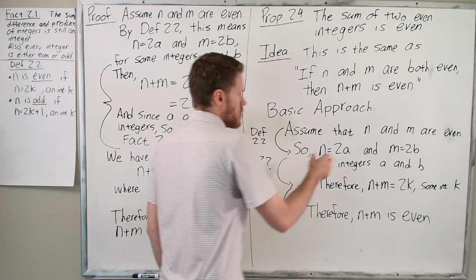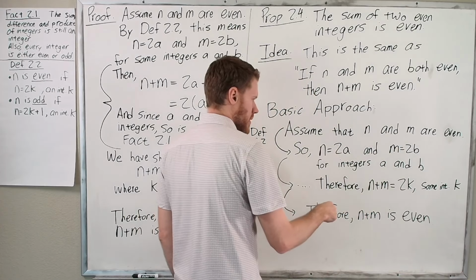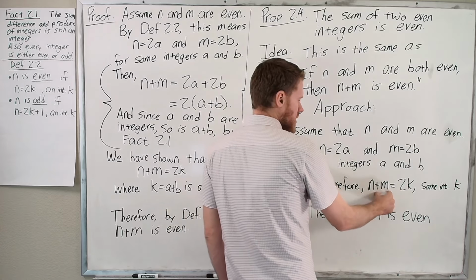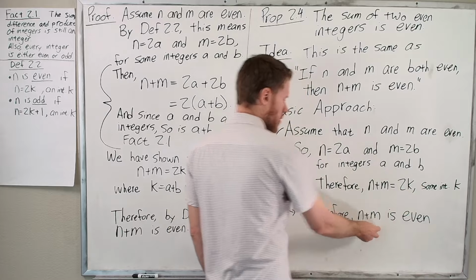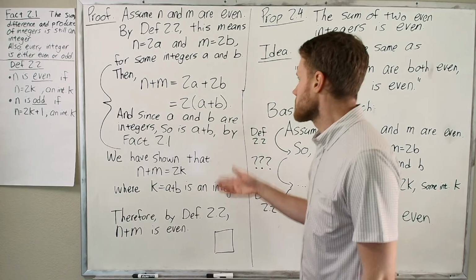So anyways, you establish some variable names, you apply the definition, and then you have to do some algebra, after which you can say, okay, so n plus m equals 2k. Great. Therefore, by definition 2.2, it's going to be even. And here were the details.